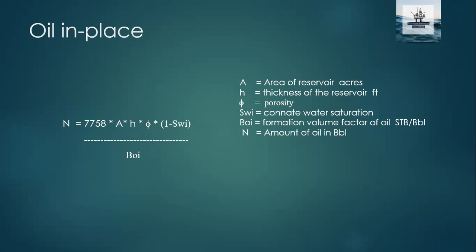BOI represents formation volume factor of oil at initial conditions. When we write I, it represents initial conditions, meaning before production, and the amount of oil present inside the reservoir will be estimated as N. There is another term called NP. NP means produced oil, like how much amount of oil has been produced.